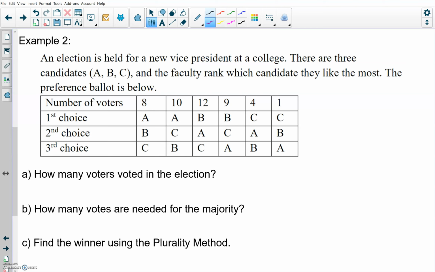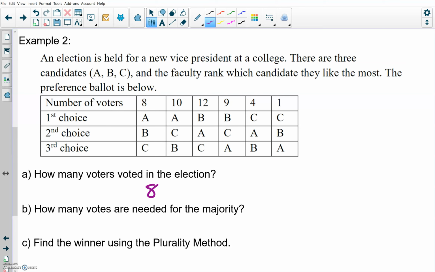An election is held for a new vice president at a college. There are 3 candidates, A, B, and C, and the faculty rank which candidate they like most. The preference ballot is below. So you have first choice in the first row, second choice, third choice, the number of voters across the top there. And they want to know how many voters voted in the election.